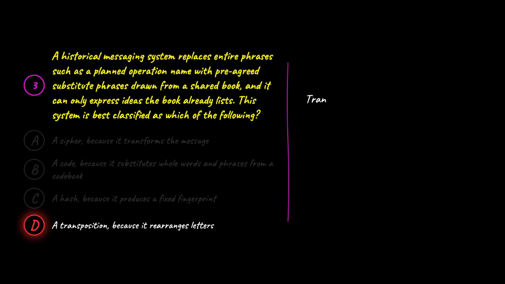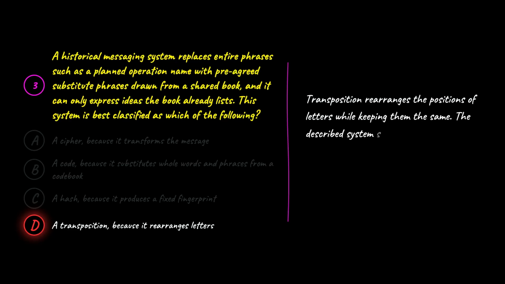D is wrong because transposition rearranges the positions of letters while keeping them the same. The described system swaps whole phrases for other phrases, which is codebook substitution, not positional rearrangement.